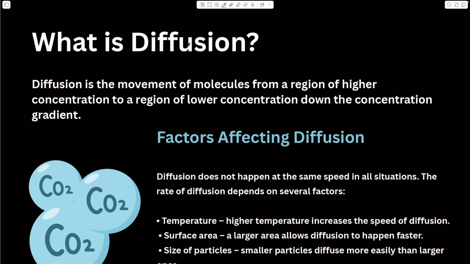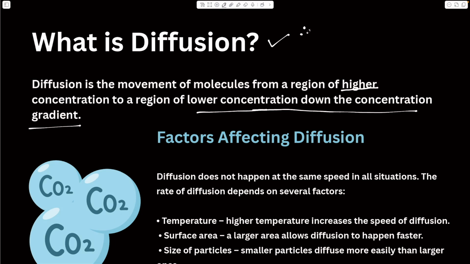Let's talk about what is diffusion. Diffusion, in terms of definition, is the movement of molecules from a region of higher concentration to a region of lower concentration, down the concentration gradient. What this line actually means, we'll learn little by little. For example, in the beginning, let me give you an example.